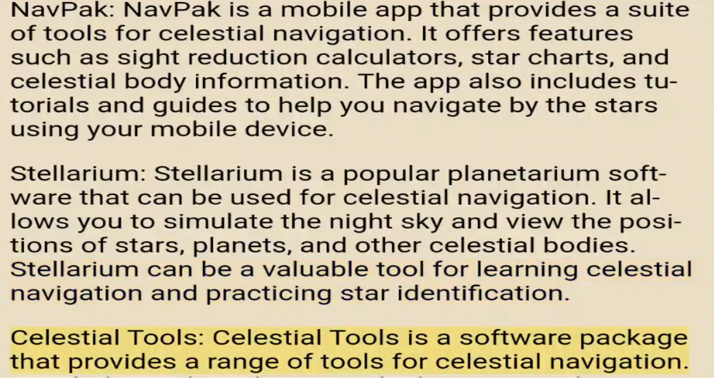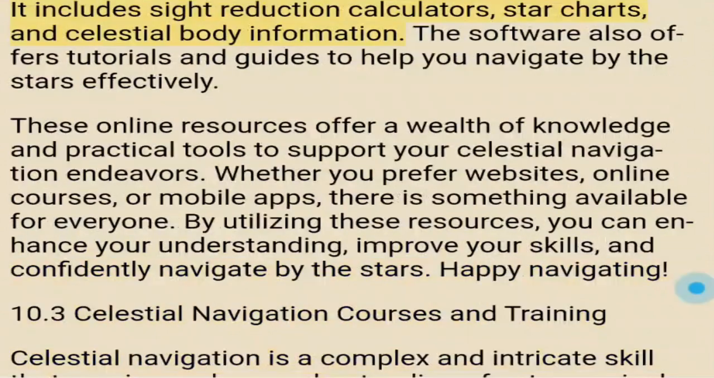Celestial Tools. Celestial Tools is a software package that provides a range of tools for celestial navigation. It includes sight reduction calculators, star charts, and celestial body information. The software also offers tutorials and guides to help you navigate by the stars effectively.